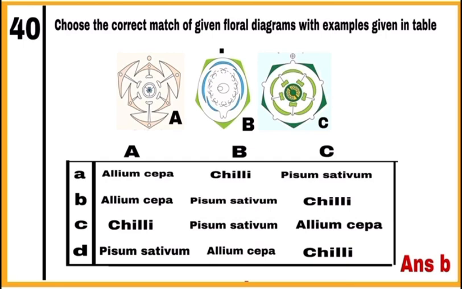Question 40. Choose the correct match of the given floral diagrams with examples given in table. Option B is the correct answer. Floral diagram A is of Allium cepa, which belongs to family Liliaceae. B floral diagram is of Pisum sativum, which belongs to Solanaceae family. And C floral diagram is of Chili, which belongs to Fabaceae family. So here mark B as a correct answer.